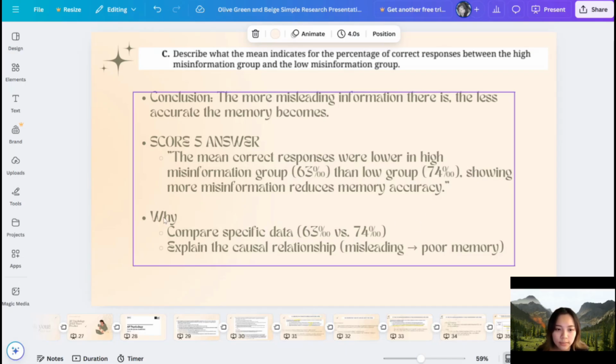Why is this a good answer, right? The first thing, really important, compare specific data. I already said the word data too many times, but it is really important. Please put every single number in your answer, so they'll give you a higher score, and it is easy. You can find it in the chart, the text, like everywhere. Explain the causal relationship, misleading information leading to poor memory.